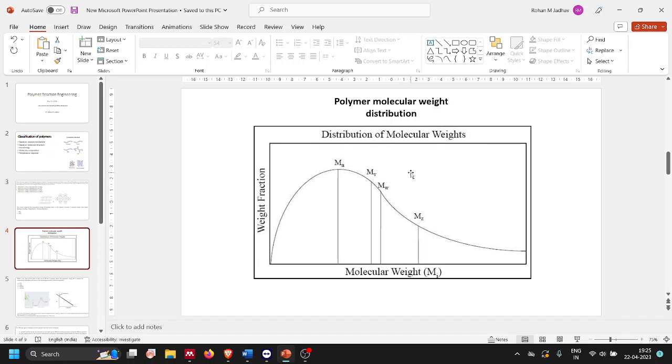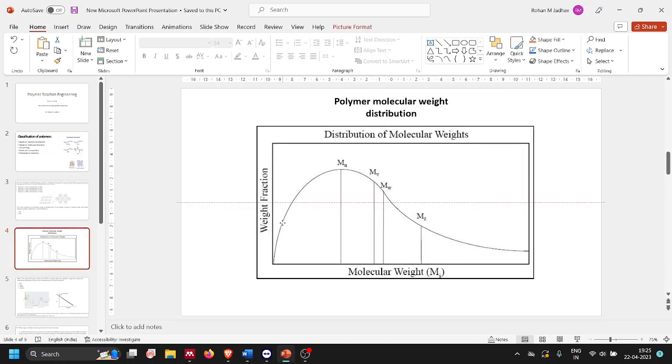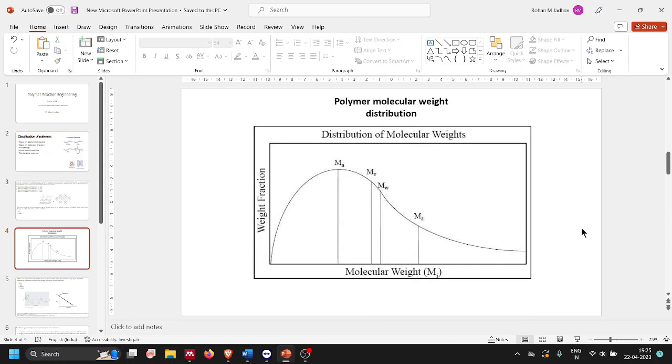And on top of that, when you divide weight average molecular weight by number average molecular weight, this ratio will give you the breadth of this distribution. That is nothing but your polydispersity index. So the polydispersity index is defined as the ratio of the weight average molecular weight by the number average molecular weight. That will give you the polydispersity index.